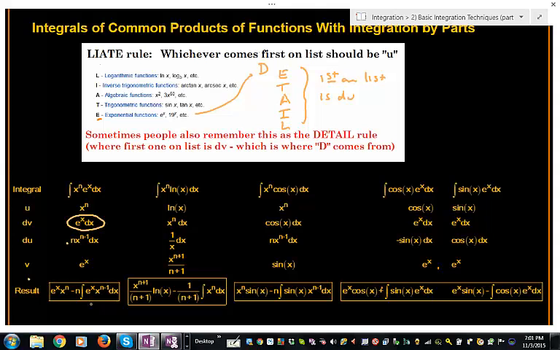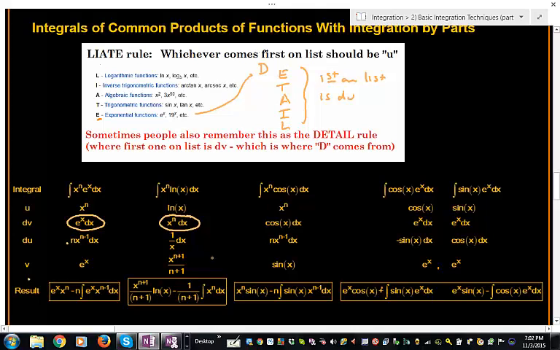Let's look at the next example, which is x to the n times natural log of x. I go to my chart, which comes first? Well, I have an algebraic and a log. The algebraic comes first, so this must be dv. Plug these into my formula, and I get the following. And I can see that the v du integral will be easy to do. I can obviously do that one.